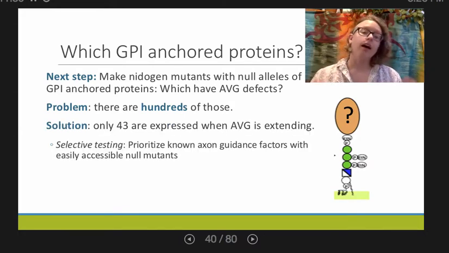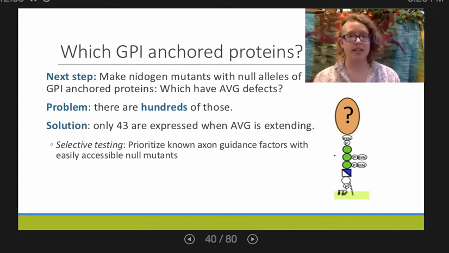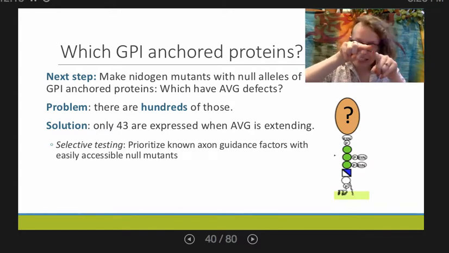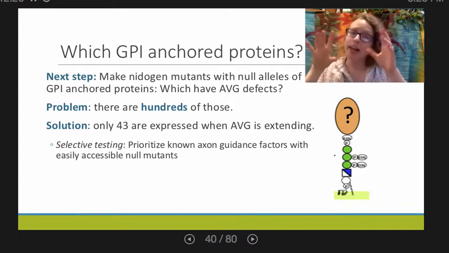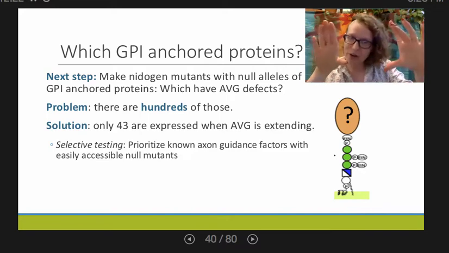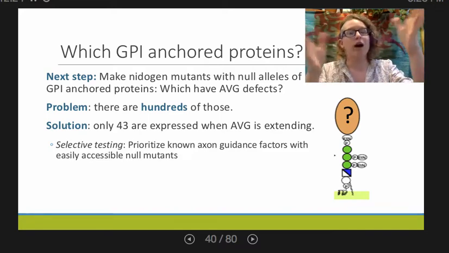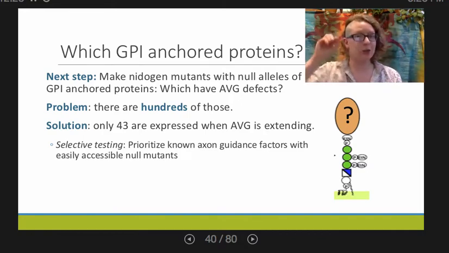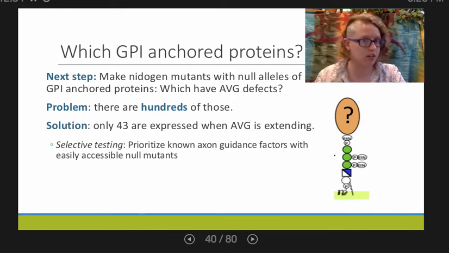Specifically, we're going to limit them to genes that are expressed while AVG is extending. You remember the video with the blue AVG cell and the teeny little axon extending in the little hook, and that only happened in a tiny little window of time throughout the development of the worm. We're going to only look at genes that are expressed during that time, which makes sense. If it's not expressed during that time, it can't affect AVG axon extension. And there are only 43 of those.